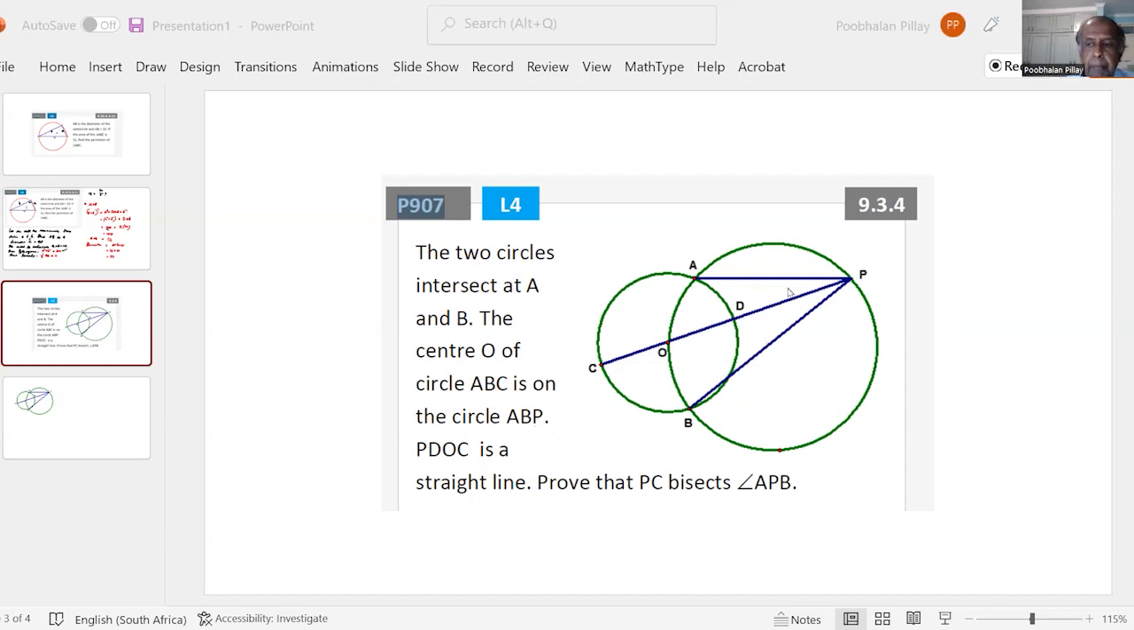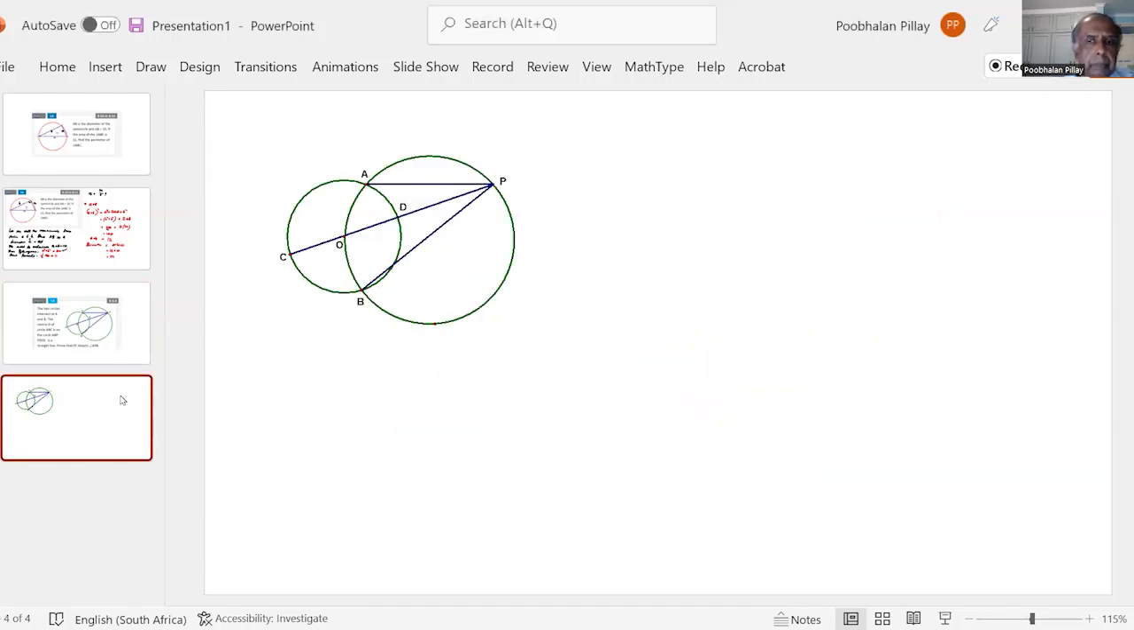Now prove that PC bisects angle APB. In other words, this line here divides this whole angle into two equal parts. So the question is to prove that these two angles here are equal. So that's the goal. How do you prove that these two angles are equal? All right, so let's try this problem.